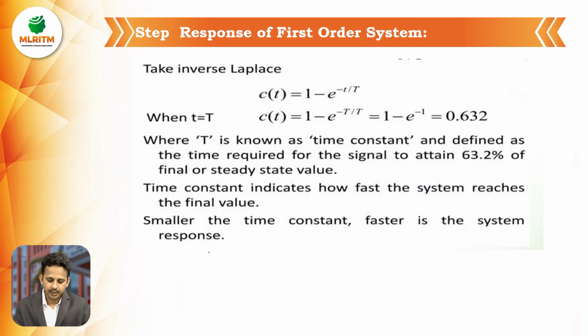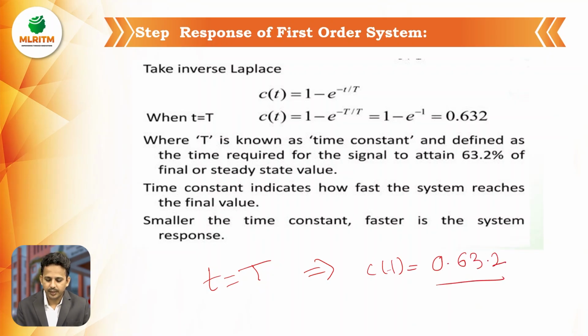Now substitute T equal to capital T or tau. Then you will get C of T equal to 0.632, where T is known as the time constant, and it is defined as the time required for the signal to attain 63.2% of its final or steady state value. So this is the definition of the time constant.